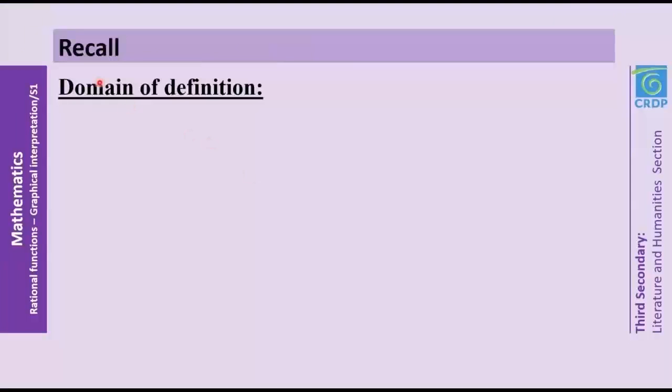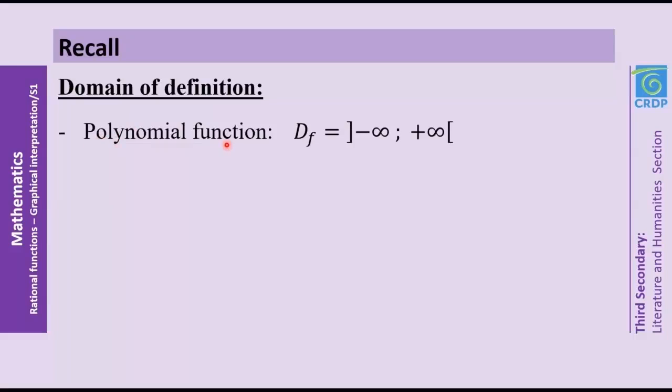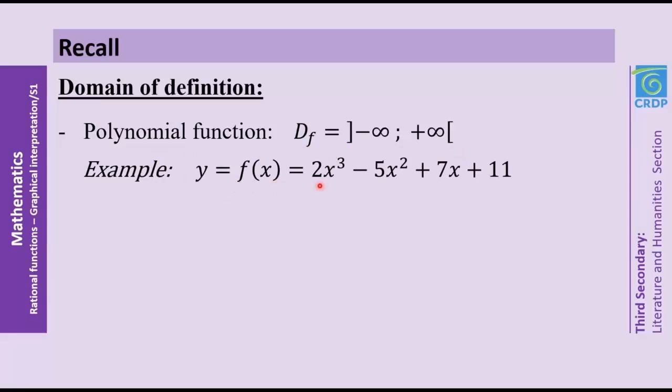So let's recall some characteristics of a function. The domain of definition is defined by the set of values of x such that f of x is defined. For a polynomial function, the domain of definition are all the possible values for x, from minus infinity to plus infinity with open intervals on both sides. For example, this is a polynomial function, so its domain of definition is from minus infinity to plus infinity with open intervals on both sides.